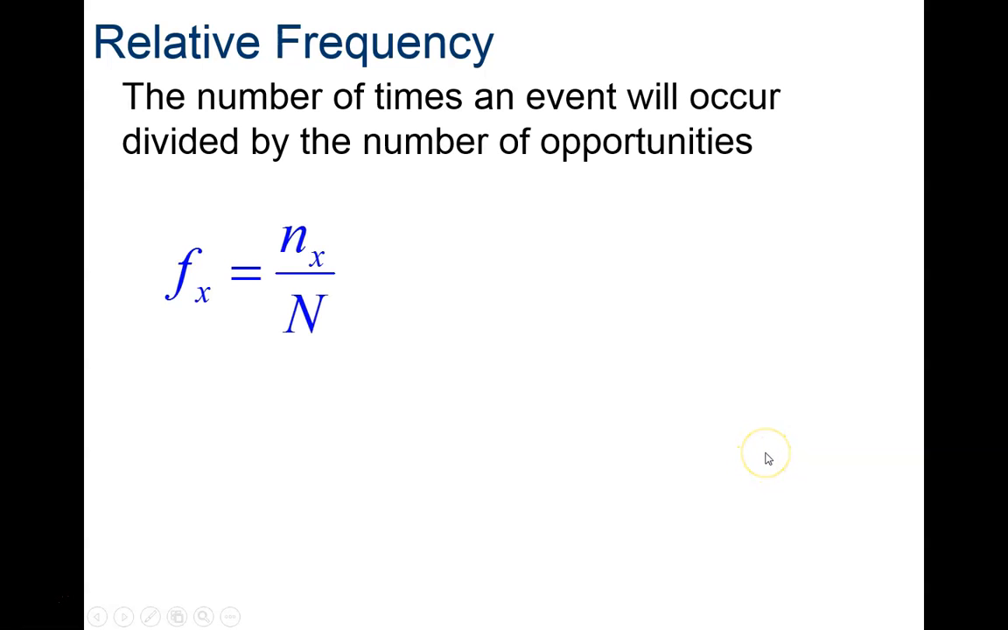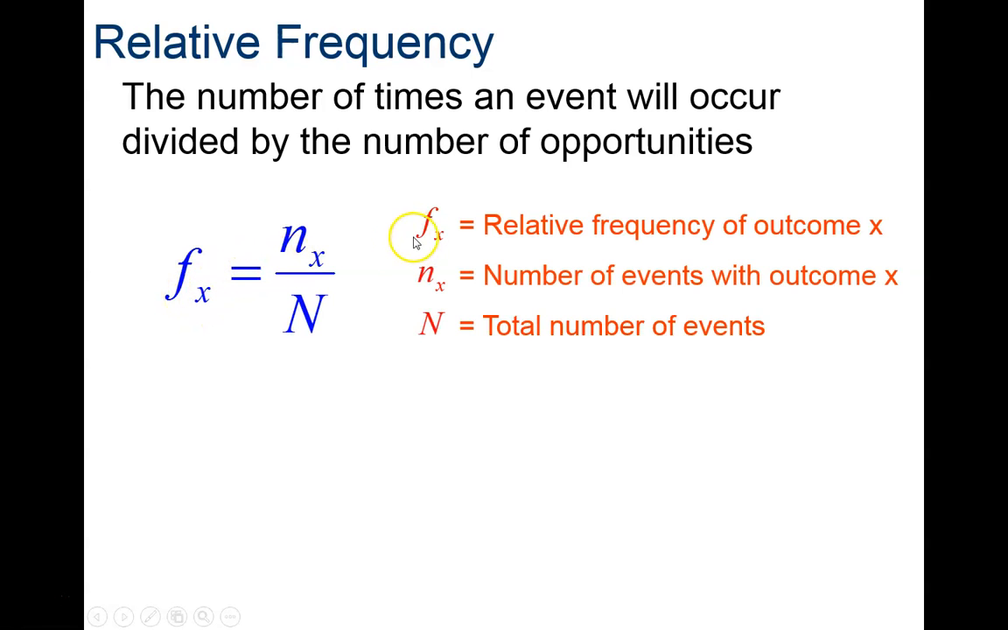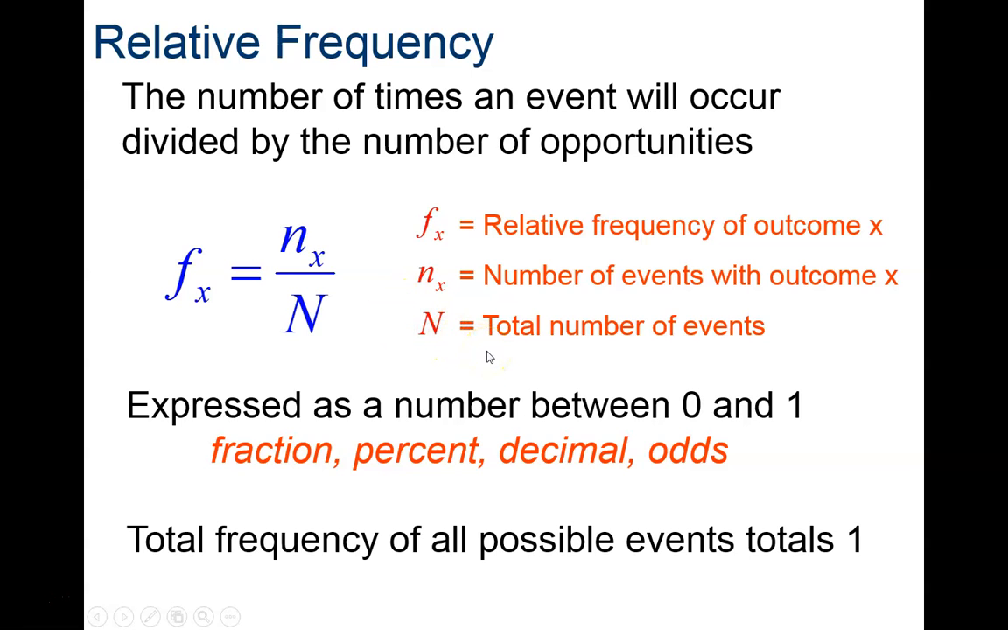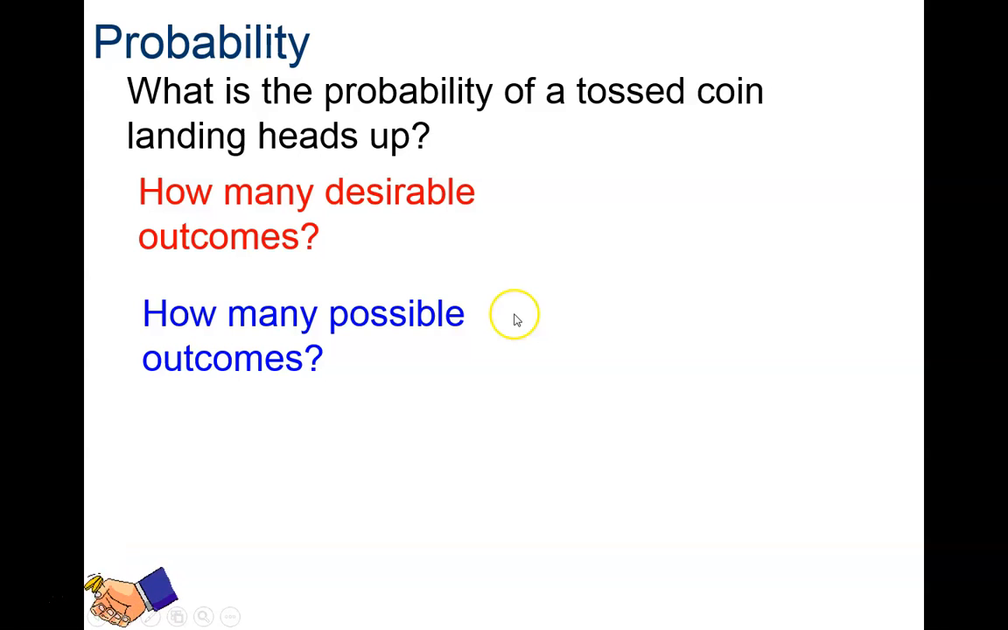Okay, relative frequency. Fx is your relative frequency of x. Okay, n is the number of events that happen with outcome x. And N is the total number of events that occur, so the total number of possibilities. This is usually expressed as a number between 0 and 1. The total possibility should end up being 1.